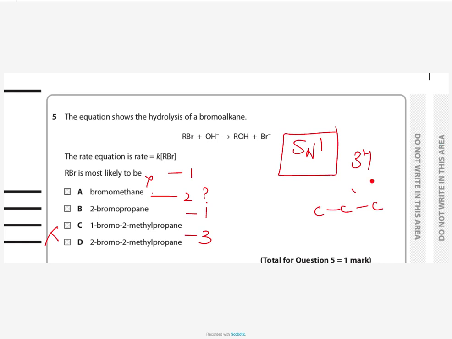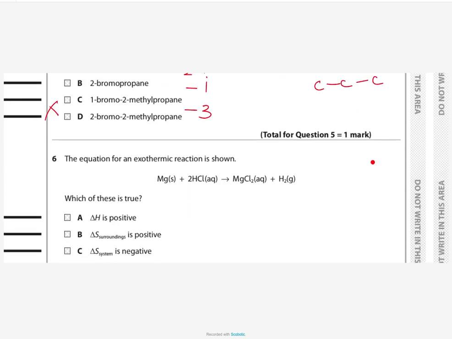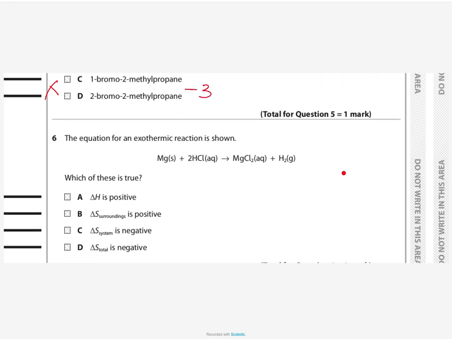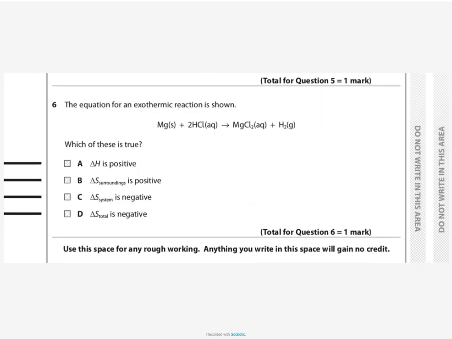Question six. The equation for the exothermic reaction is shown. Which of these is true? Delta H is positive? No, it's negative, exothermic. Surrounding is positive, yes. Delta S surrounding is minus delta H over T, right? Exothermic means negative, negative, positive. That's correct.